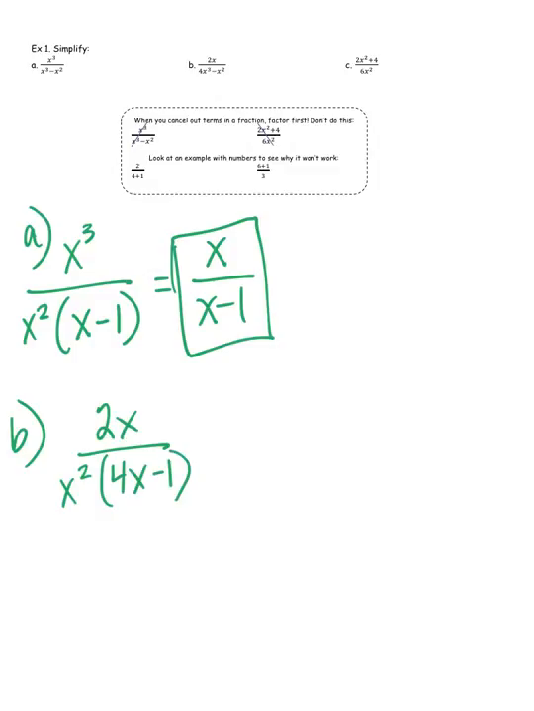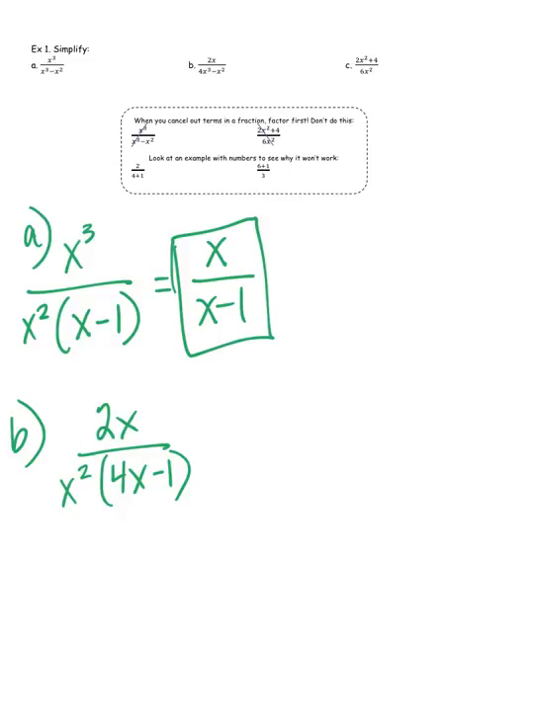Okay, and then I go through and I try to simplify as much as I can. I see that I have an x term on top and an x term on the bottom. In the top, it's x to the first power. In the bottom, it's x to the second power. So when I subtract those exponents, I do get x to the negative 1 power.